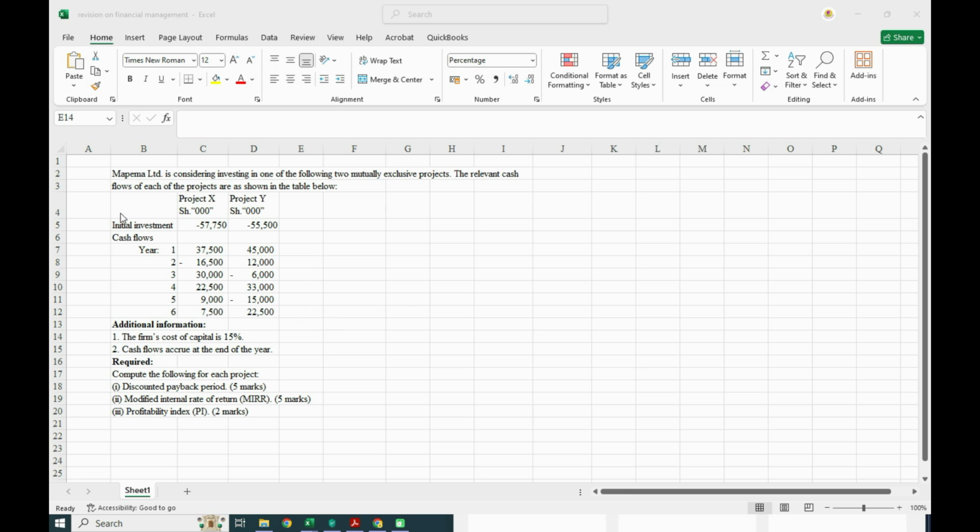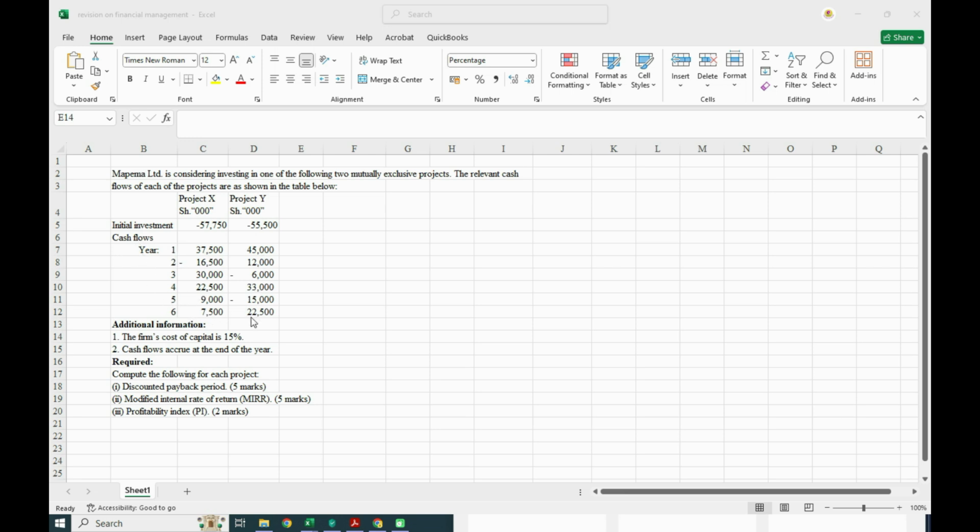And the question reads, Mapema Limited is considering investing in one of two mutually exclusive projects. The relevant cash flows of each of the projects are as shown in the table below. So we have project X and project Y, and they are in shillings in thousand. We have the initial investment here, and the cash flow from year 1 to year 6.